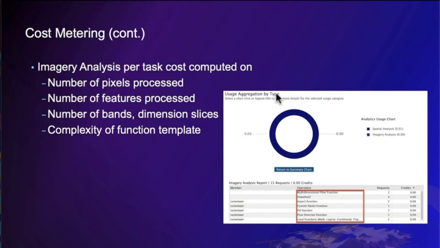The image analysis cost is also metered. Before an image analysis task runs, it will compute the estimated credit cost based on the number of pixels processed, number of features processed, and number of bands. Dimension slices are also factors that will affect the cost of this particular analysis task, and also the complexity of an analytic function template.